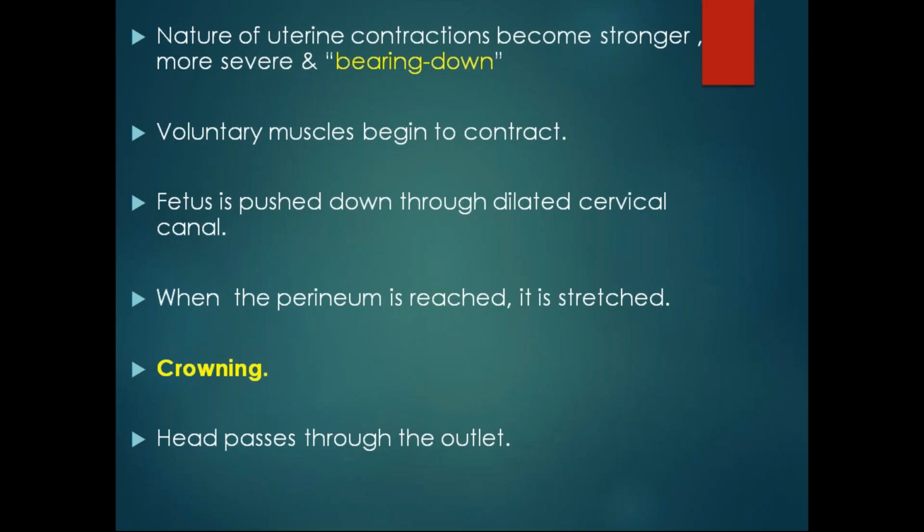When the voluntary muscles also begin to contract, that means the mother also contracts her abdominal muscles and tries to push. The uterus will contract spontaneously. We cannot influence the uterine contractions, but we can cause contractions of the abdominal muscles.